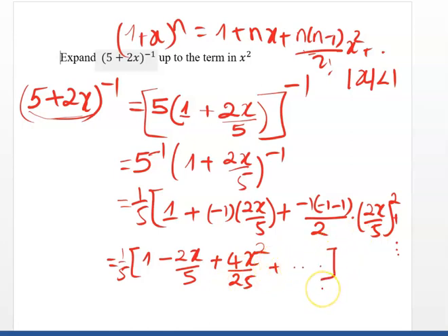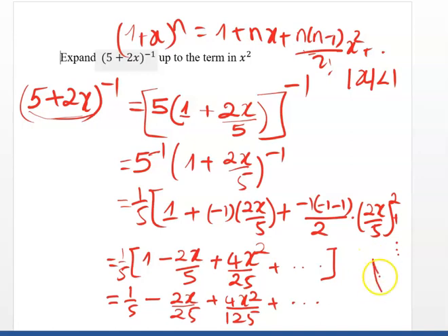Now finally, the overall expansion is: take 1 over 5 times 1, that's 1 over 5. 1 over 5 times negative 2x over 5 is negative 2x divided by 25. Here 1 times 4 gives 4x squared, and 5 times 25 is 125, plus so on, as the answer to our expansion. Okay, that's it. This gives you all the various forms.